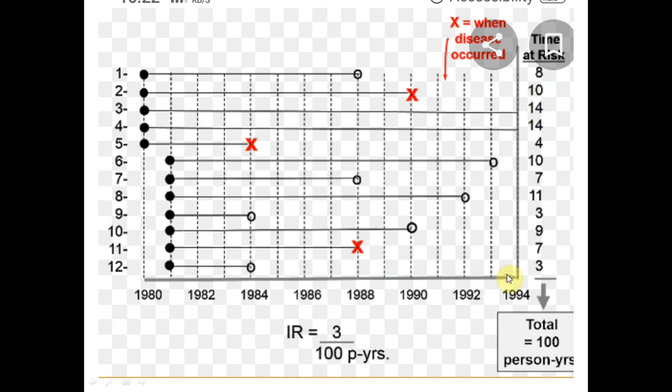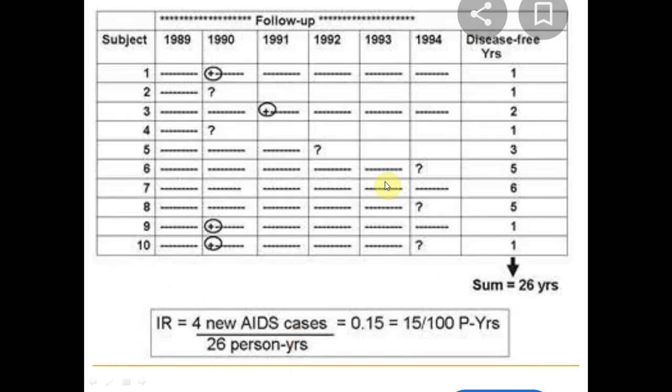Hope you're clear about this person-year and calculating incidence risk or incidence density. One more example here: the person gets the disease in the second year. So this counts only 1 person-year here, also 1 person-year here, because he left the study here. He became diseased in 1991, so 2 person-years here. He left at the second year, so 1 person-year, so this is 3 person-years, this is 5, 6, 5. He became diseased here.